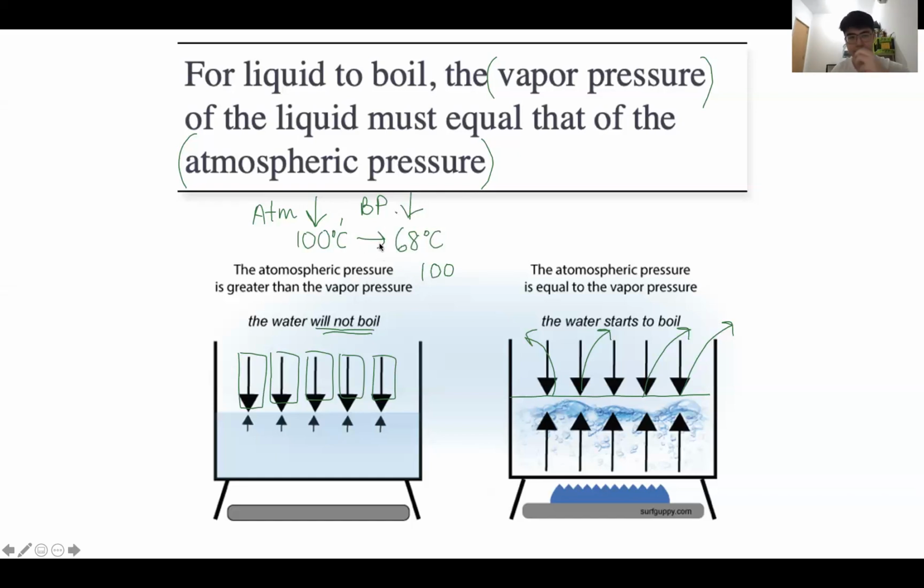So that is the relationship between boiling and the atmospheric pressure. The same effect applies to evaporation. Now we look at the things that affect evaporation.